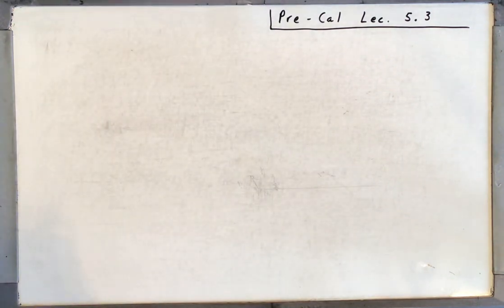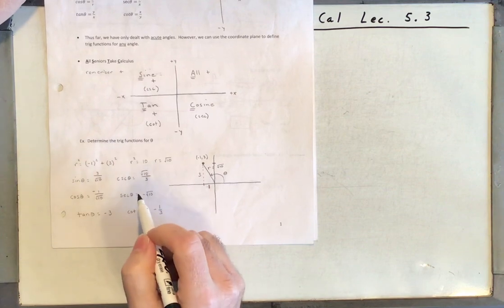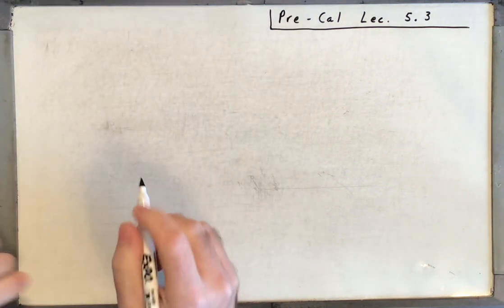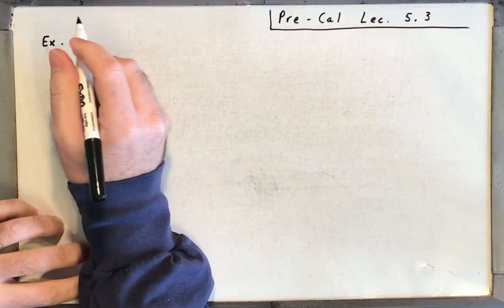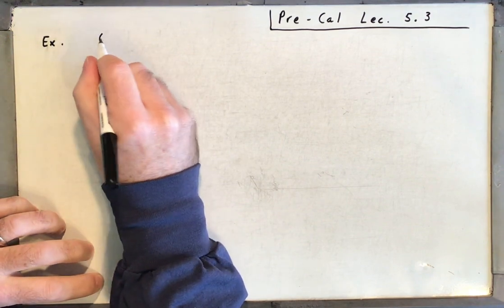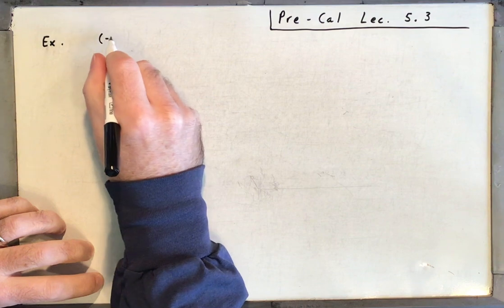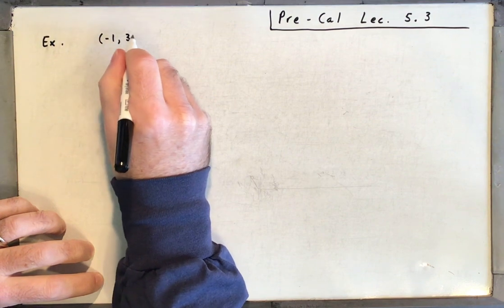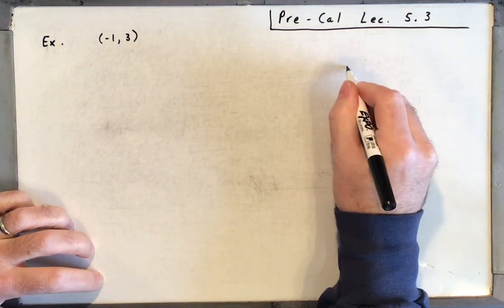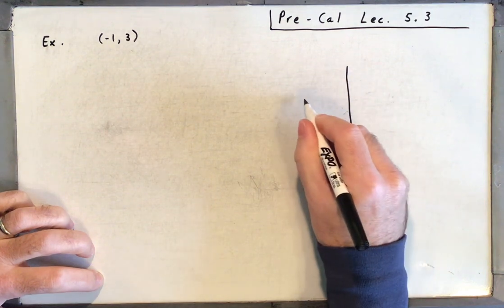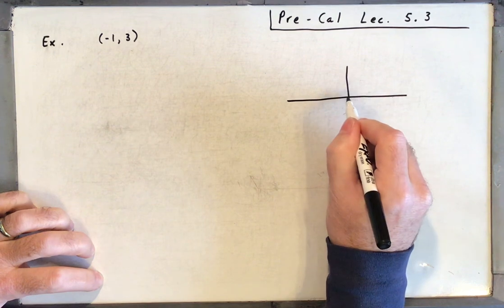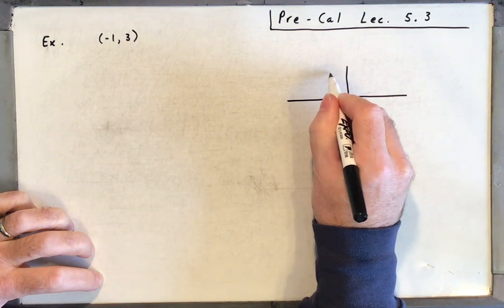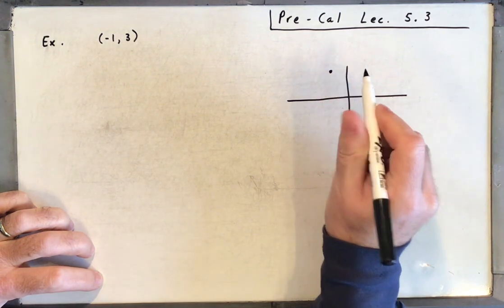Okay, we are at the bottom of page 1 of your notes, and it says determine the trig functions for theta. We've got a point (-1, 3). So I'm going to draw a coordinate plane. You can draw this to the right of the problem if you want. (-1, 3) would be to the left 1 and up 3. So let's say that looks something like that.